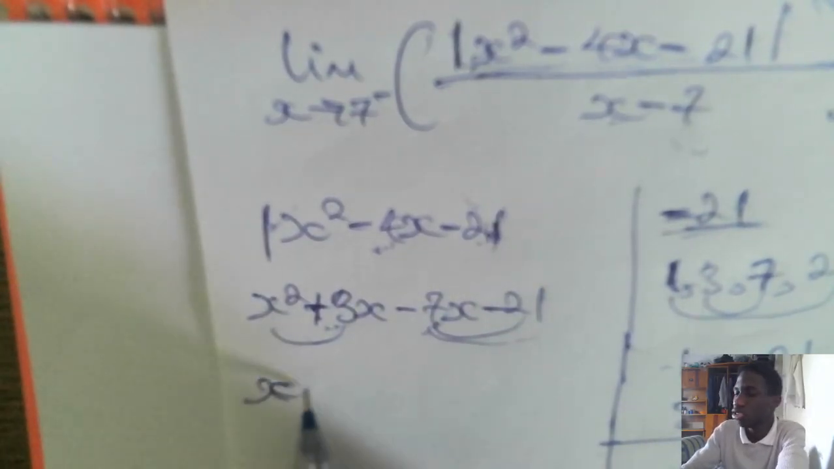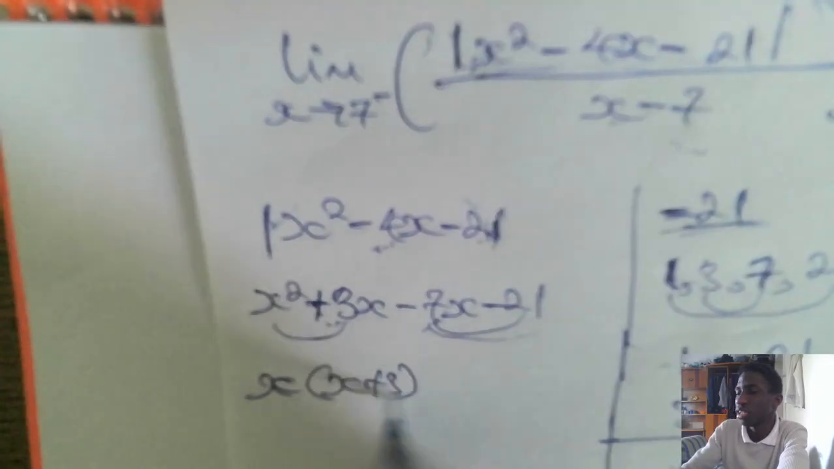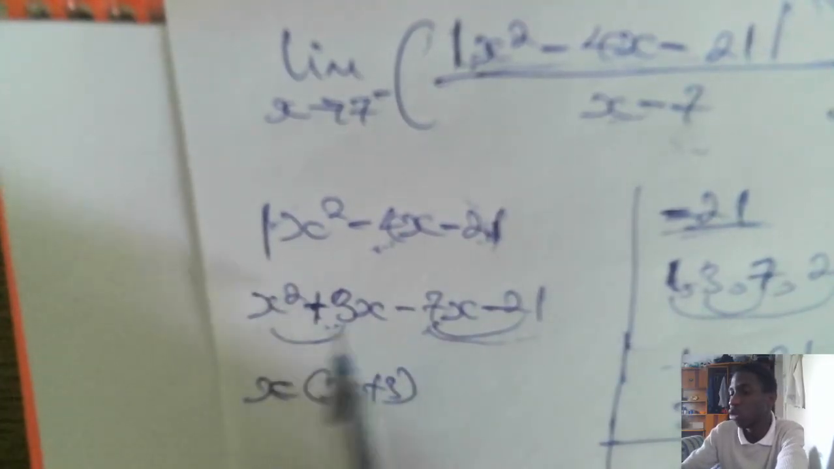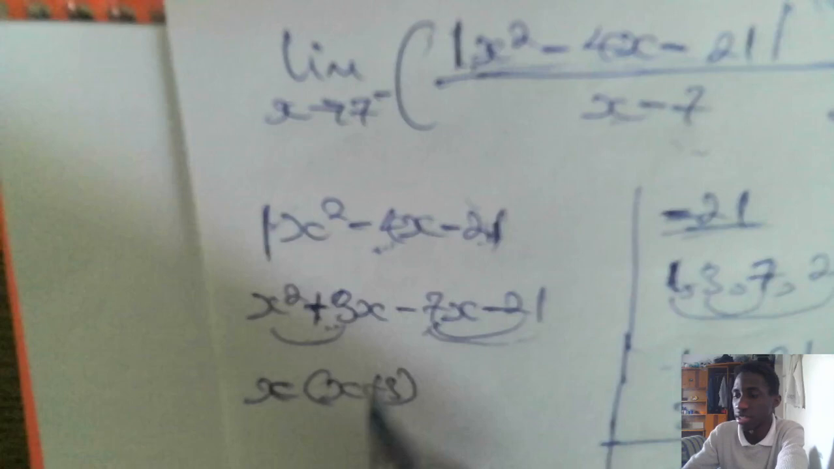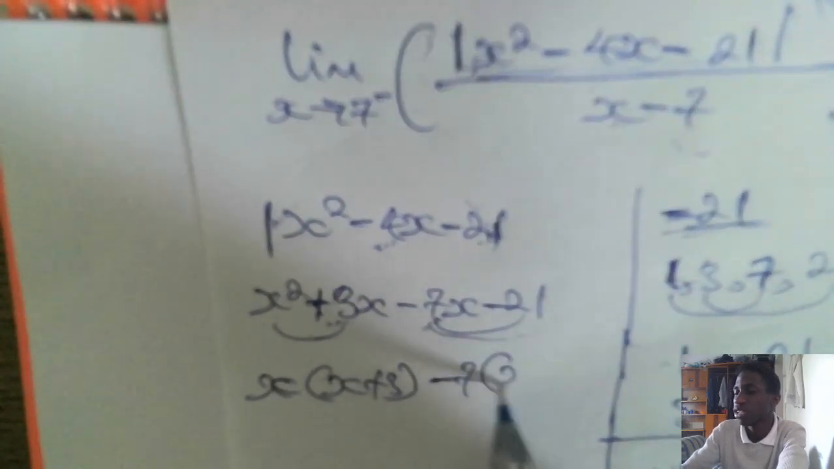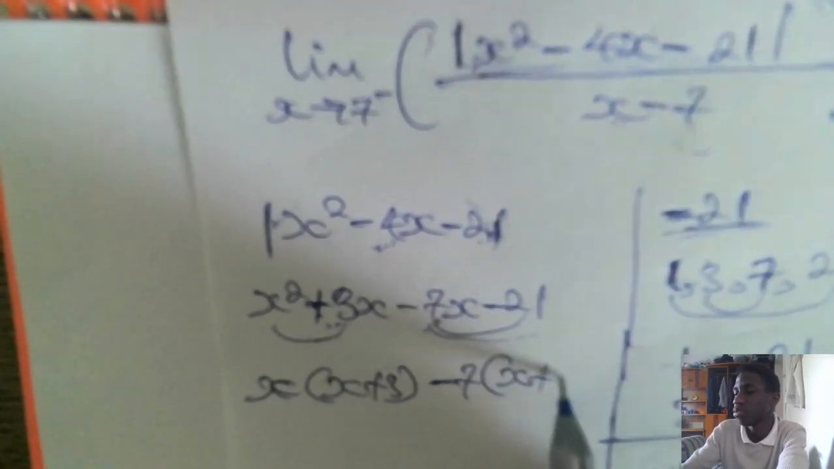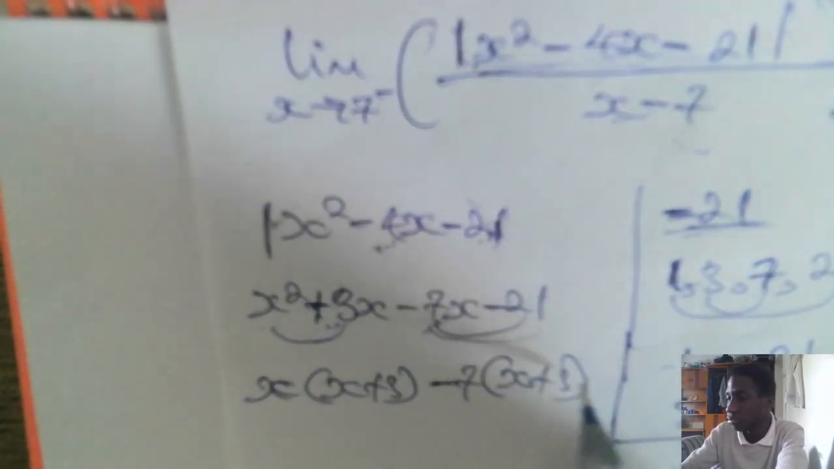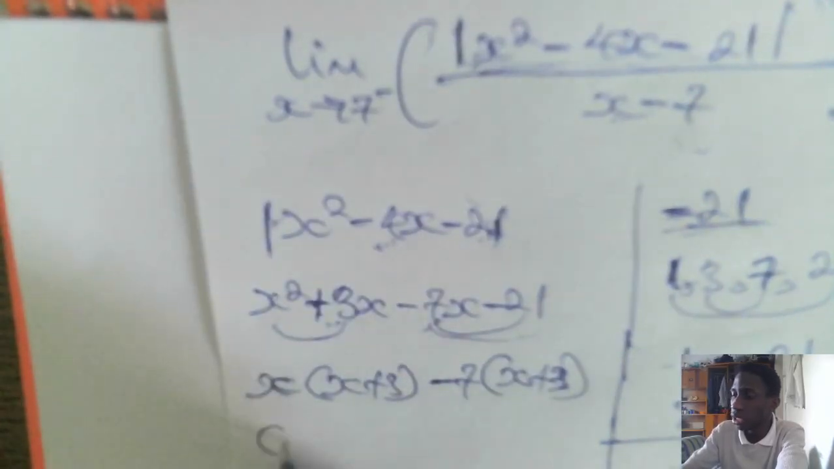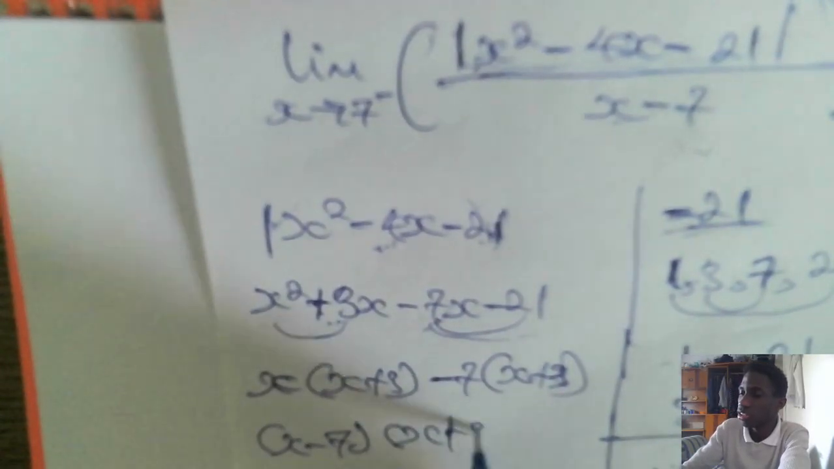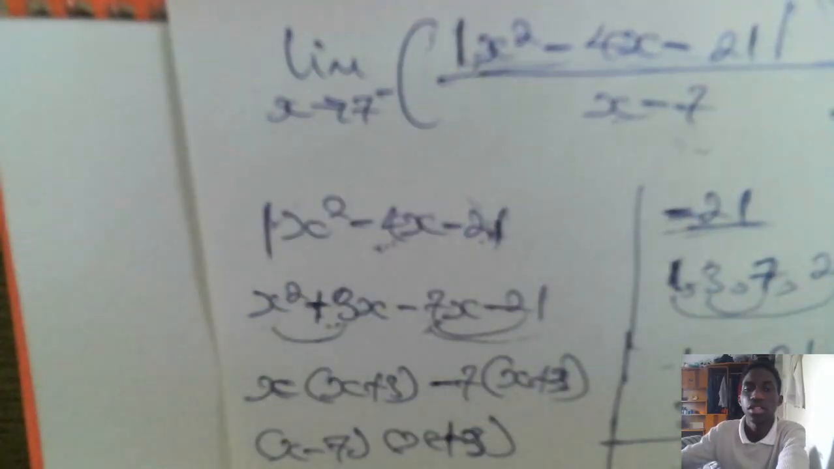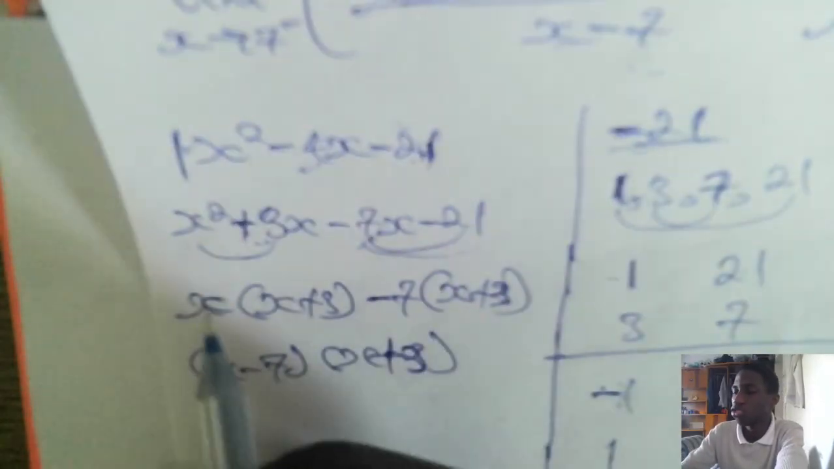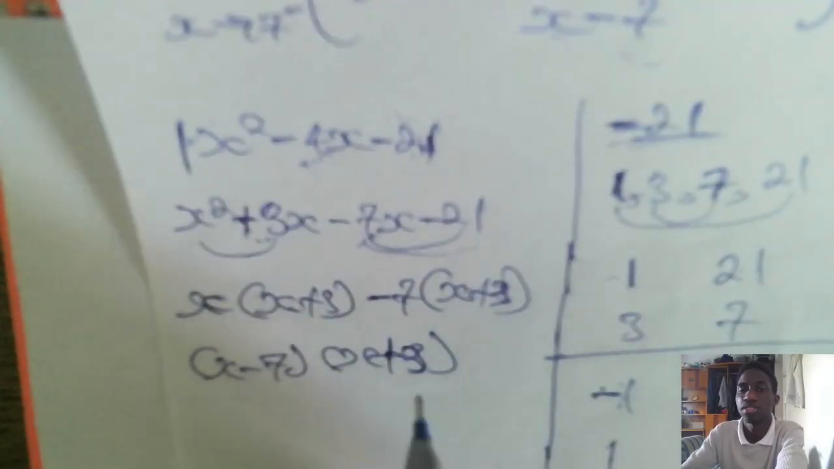I'm not going to go into too much detail. This isn't really part of the lesson. x is common between x squared and plus 3x: x into x plus 3. Then minus 7 into x plus 3. Yeah, minus 7 is common. And we end up with x minus 7, x plus 3. So you just pair the first two here, and pick one of the brackets. So this is what we have.